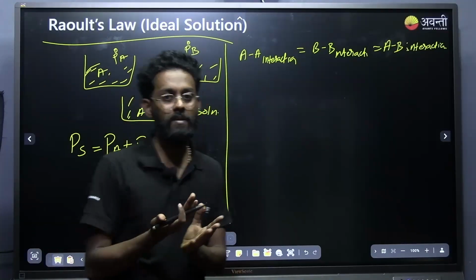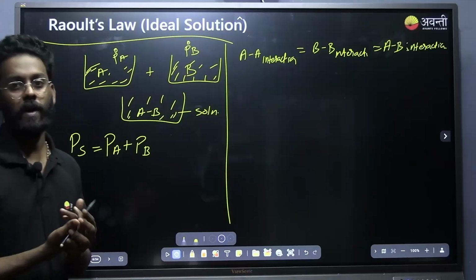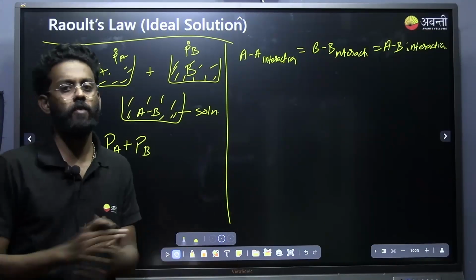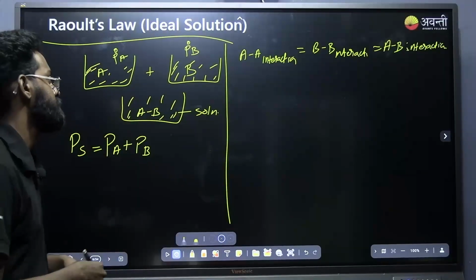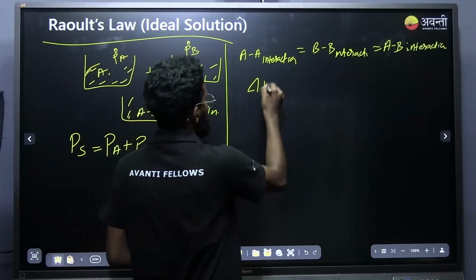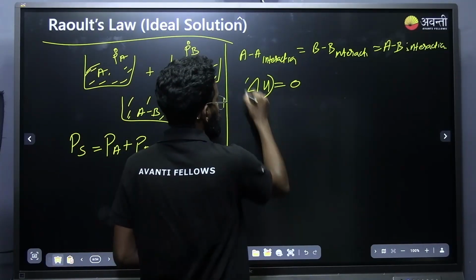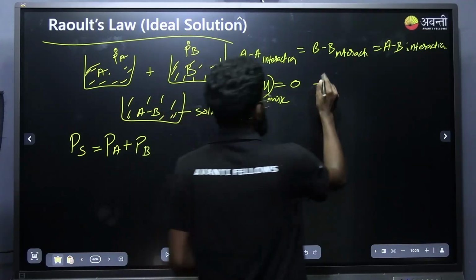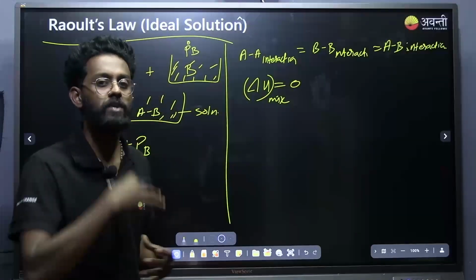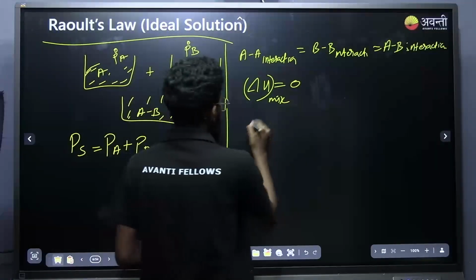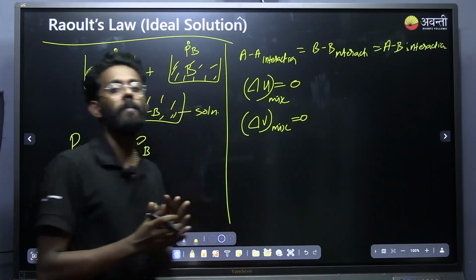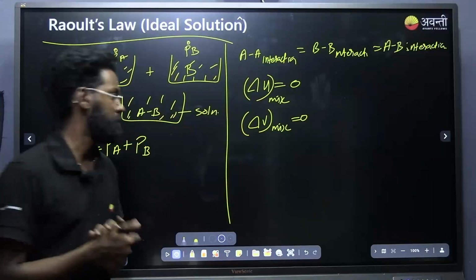Actually, we all know that ideal things are very rare to find, right? Ideal things are very difficult to find, and only a very dilute solution can form an ideal solution. Now, any other point? For an ideal solution, delta H mix will be equal to 0. That is, when we mix two solutions, there should not be any absorption of heat or any release of heat, and delta V mix is also 0. That is, there should not be any change in volume after mixing.